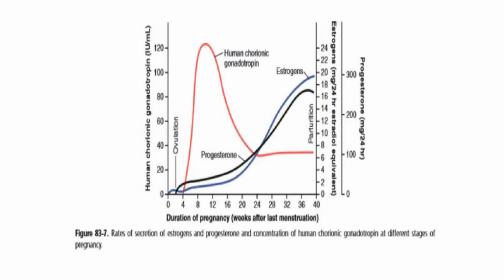See, in this picture you can see that the black line is that of the progesterone. Both progesterone and estrogen secretion is increased, but after the 24th or 26th week you can see that the increase in estrogen is more as compared to that of the progesterone, shifting the balance more toward the estrogen. Okay.